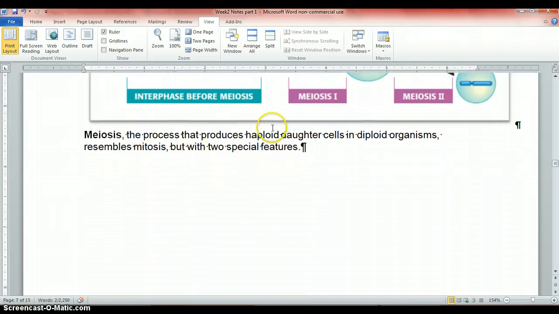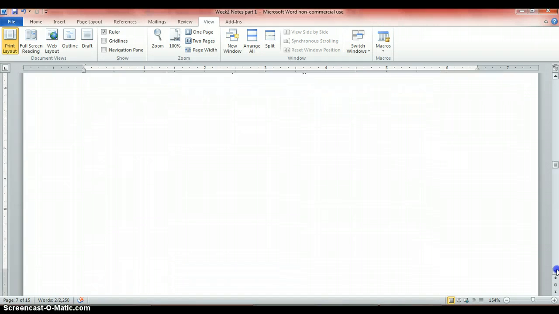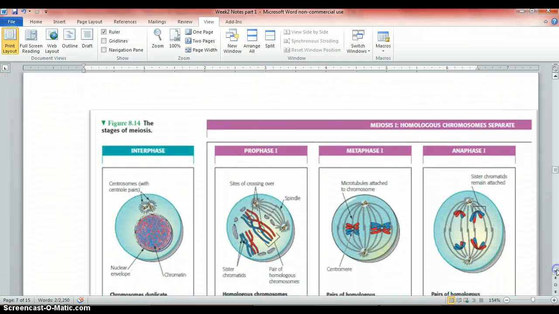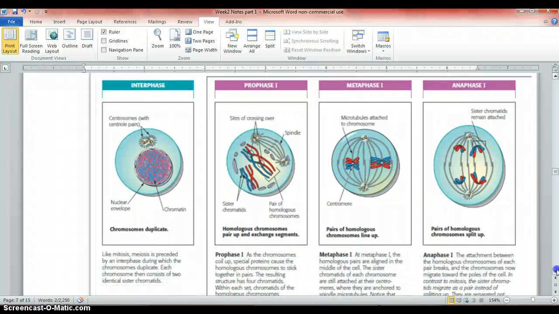So meiosis is the process that produces haploid daughter cells in diploid organisms. This resembles mitosis for the first section, but has some special features. So what are those special features? I wonder. All right, let's look at meiosis a little bit closer.